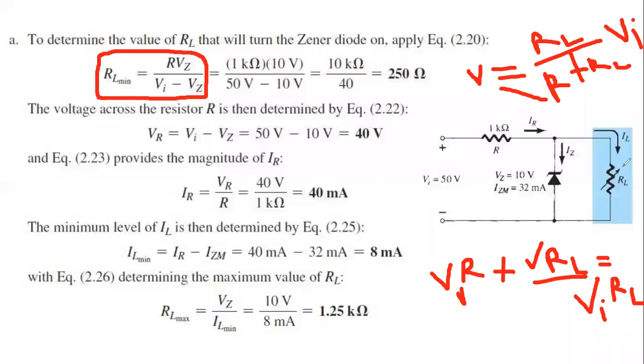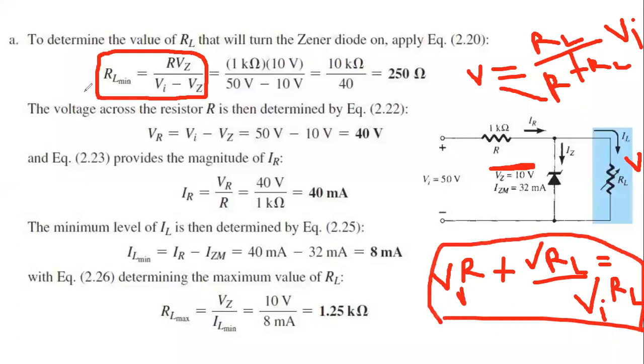Here we all know that this V is exactly the same as VZ, because these are in parallel. So in this equation you can say RL equals RVZ divided by VI minus VZ. Just one line of calculation, you will get this equation. You just take VRL to the other side, take common RL, and take the factor on the other side.